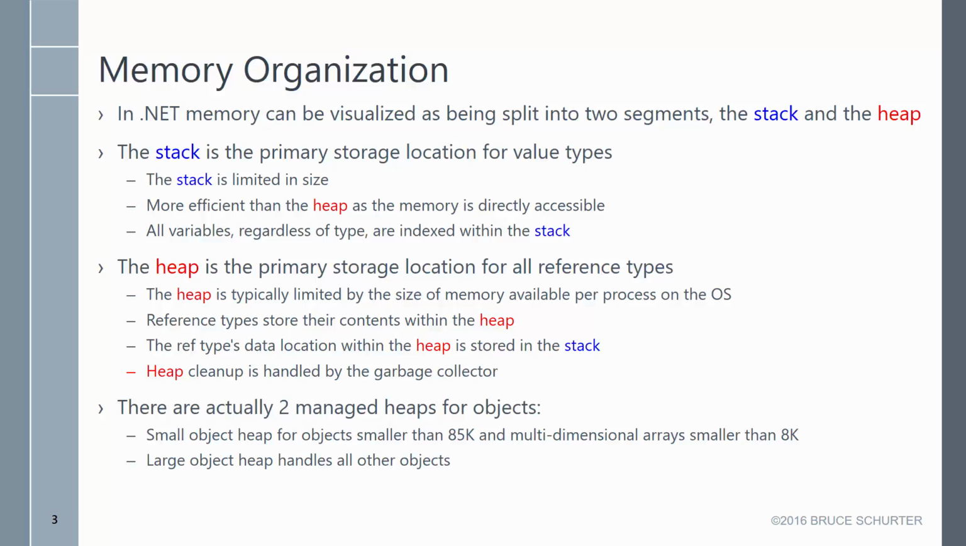As I mentioned, there are actually two managed heaps for objects. Small object heaps for small objects, smaller than 85K, and multidimensional arrays that are smaller than 8K. They all go into the small object heap. The large object heap handles all other objects.